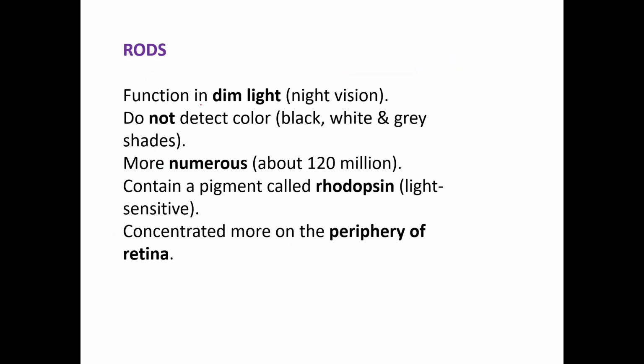Start with the rods. Rods help in dim vision. It helps to give us black and white vision. It also gives its function in dim light, night vision. Rods do not detect color, but are helpful to give us black and white gray shades.